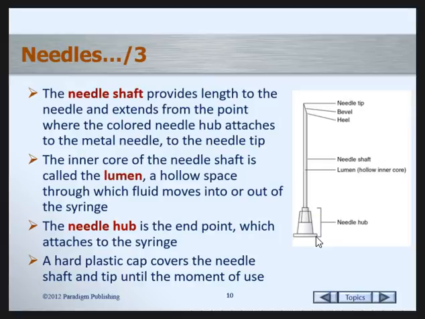Needles come with a hard plastic cap that covers the needle shaft and tip until you're ready for use. That is the only part that you can touch with your gloved hands. All the rest of the needle, as illustrated here, are considered to be critical areas. We never want to touch the hub or the area that's going to attach to your needles or your syringe, because fluid will flow from the syringe through the hub, up through the shaft, and out through the tip. So the entire needle is considered to be a critical site.